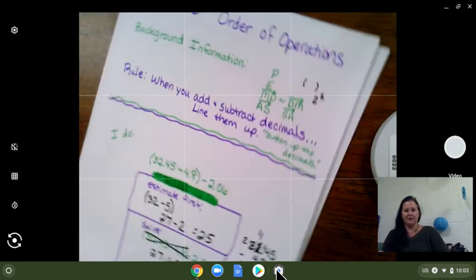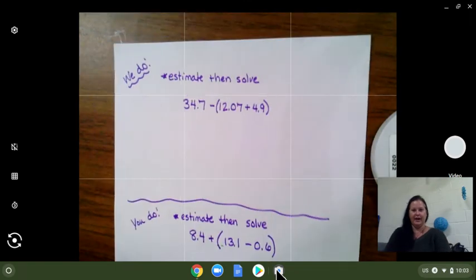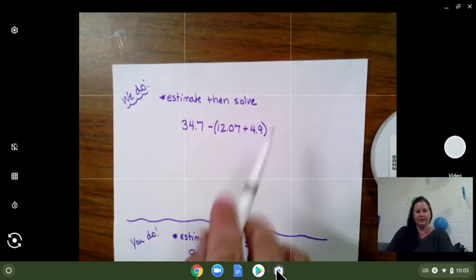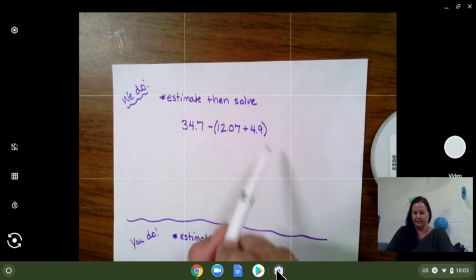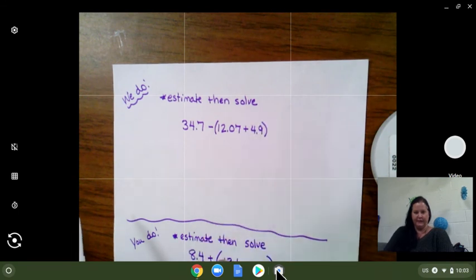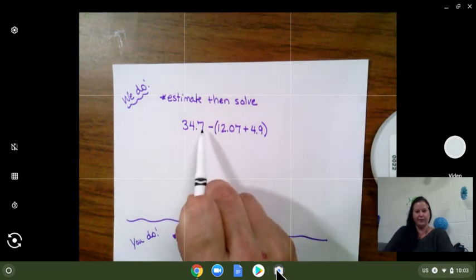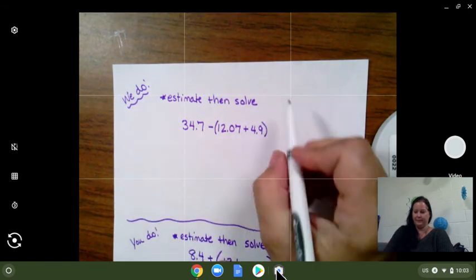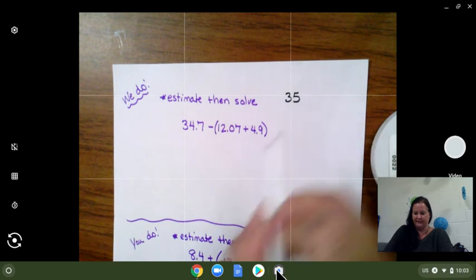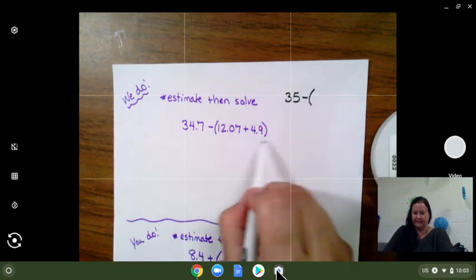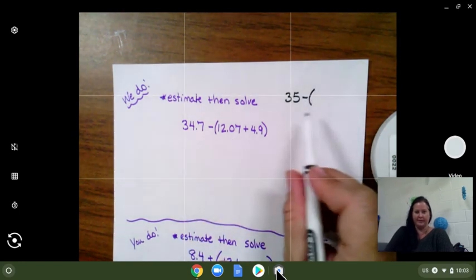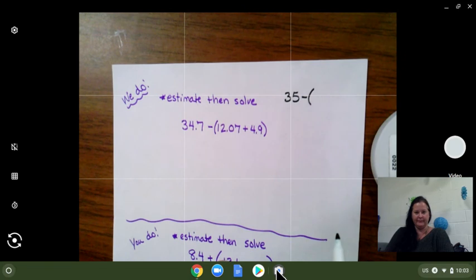Okay, let's try one together. Go ahead and pause your video to write down this problem. You just need to write this part down right here. First job is to estimate. So 34 is close to 34.7. 7 tells us to round up. So we're going to make that into 35 minus, and then I have a parentheses here. I have to add in my parentheses, even in my estimate.